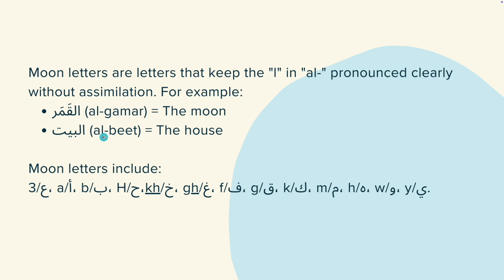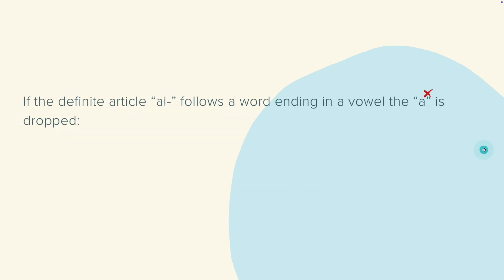Okay, nothing happens to the L. So moon letters include A, B, H, G, F, K, M, H, W, Ya. Okay, all of these are moon letters.